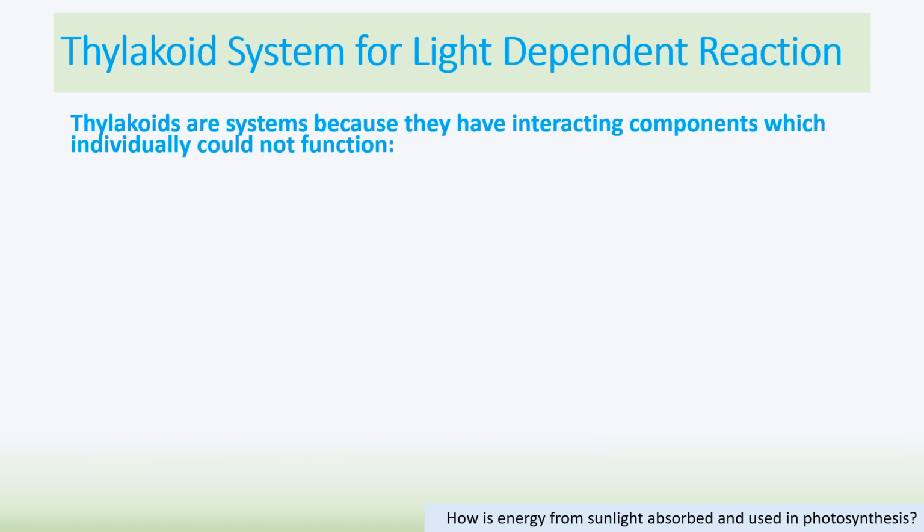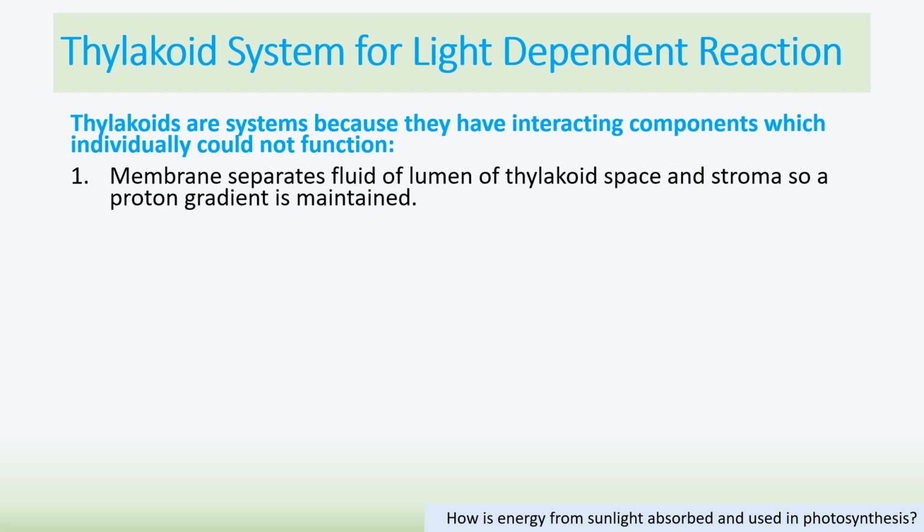Thylakoids are systems because they're interacting components that individually could not function. Okay, and we just need to be aware of what they are again, so let's just summarize it one last time. You need to know that membranes separate the fluid of the lumen of the thylakoid and the stroma, so the proton gradient is maintained. ATP synthase uses the proton gradient to make ATP.